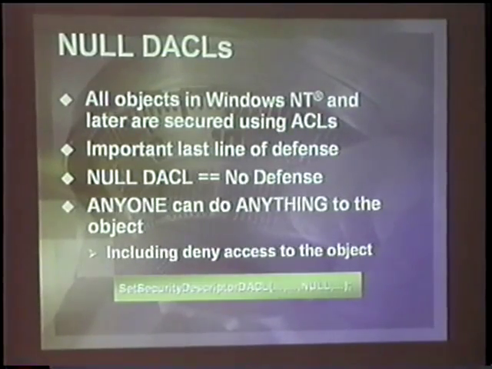You've got to be aware that if you've got a call to SetSecurityDescriptorDacl, and the second argument is true, and the third argument is null, you've got a bug. You have no protection on that object. Anyone can do anything to the object, anything whatsoever. You have no protection.